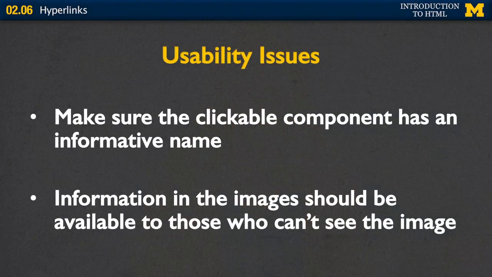You also want to make sure that if you're using an image for the clickable portion of your link, that image needs to have some sort of alt text or other information available to those who can't see the image. So let me show you some coded examples of those types of links.